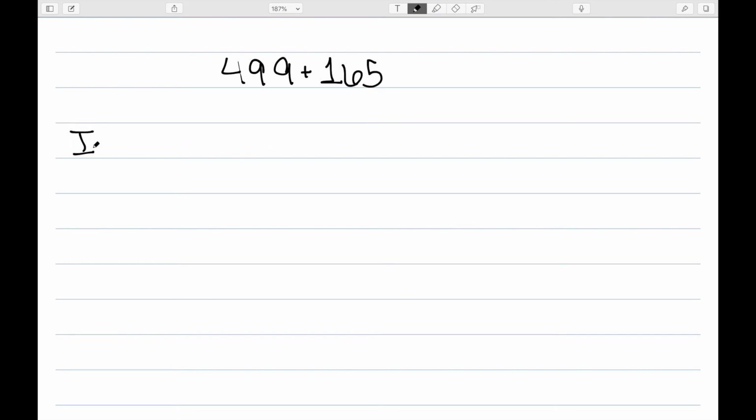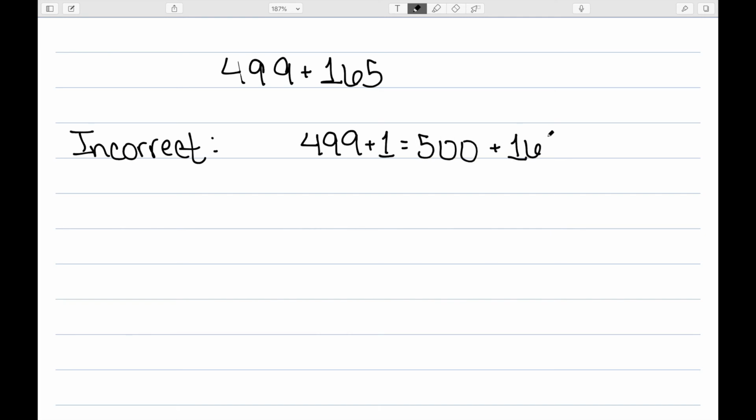So the incorrect way that we actually do see students do a lot when they don't fully understand the equal sign would be to write 499 plus 1 is 500. And then we need to add 164 to get 664. However, this is incredibly wrong because 499 plus 1 is not equal to 500 plus 164.